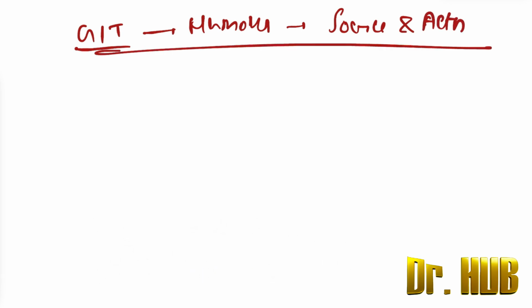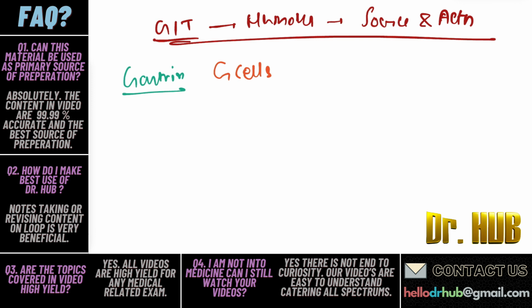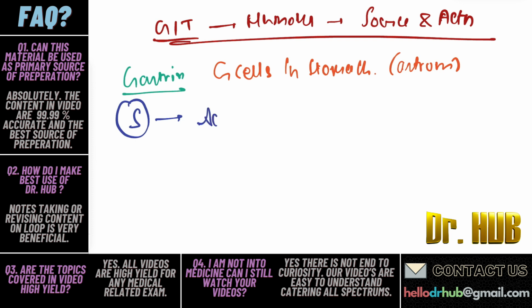So the first one is gastrin. What is the source of gastrin? It is from the G cells, and it is present in the stomach, mainly the antrum. Then let's look at where it is stimulated and where it is inhibited. In terms of stimulation, it is stimulated in terms of acid secretion as well as mucosal growth.